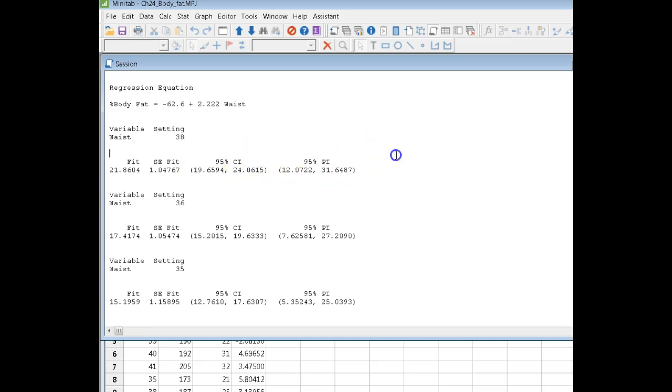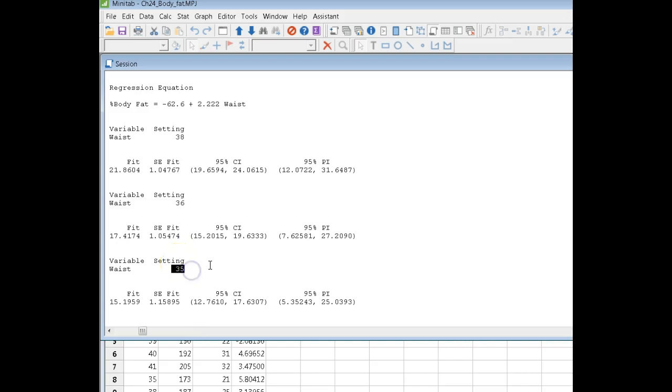24.06%. On the other hand, if some man walks in through the door, we get out our measuring tape, we measure that man's waist. He has a waist measurement of 38 inches. Before we actually try and figure out biologically what his body fat is, we are going to predict that his body fat is going to fall between 12.07 and 31.6%. And I can get similar information for other values that I throw in for x.